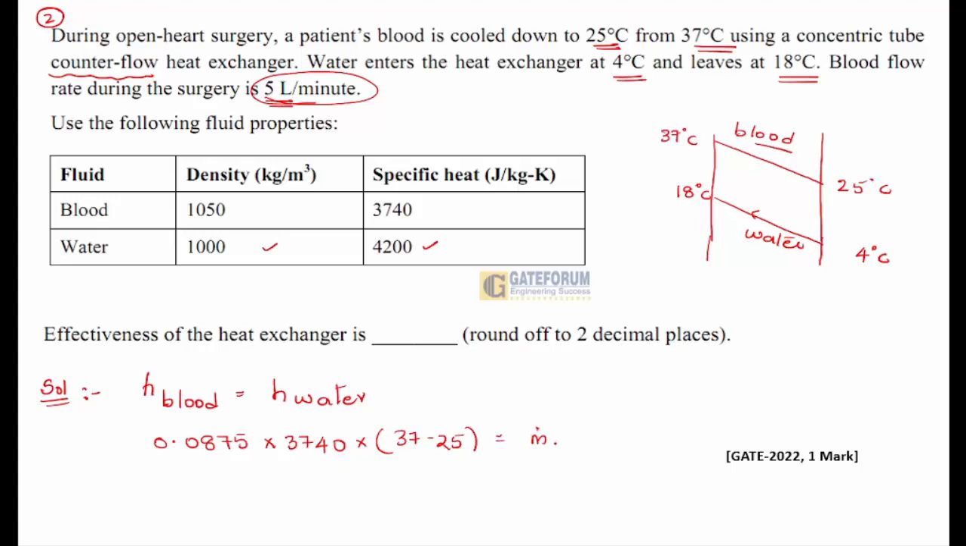Mass flow rate of water is not known. Cp is 4200, delta T is 18 minus 4. From here, mass flow rate of water you need to find. You will get around 0.0667 kg per second. And the question is asking you effectiveness, right?